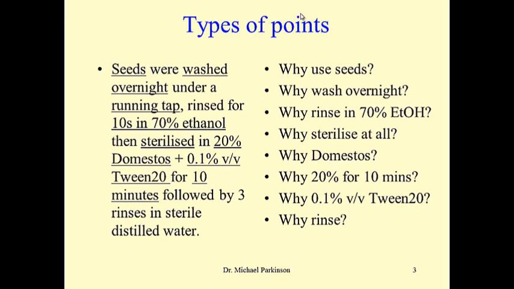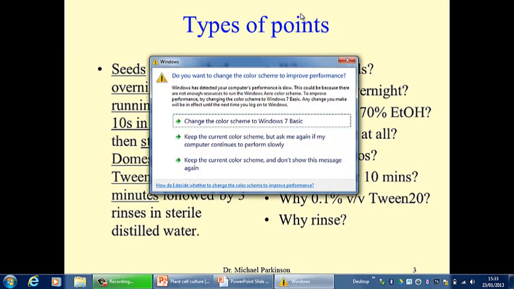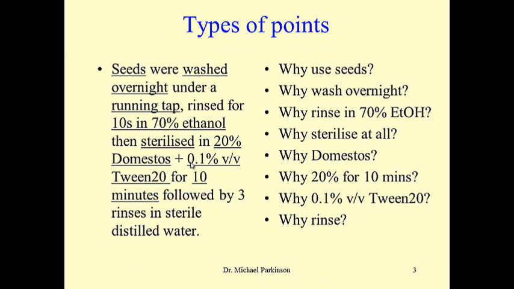So the types of points. In the protocol there's a sentence here: seeds were washed overnight under a running tap, rinsed for 10 seconds in 70% ethanol, and then sterilised in 20% domestos plus 0.1% volume for volume tween 20 for 10 minutes, followed by 3 rinses in sterile distilled water. This is typical of some of the information which may be provided in your experimental protocol. So this protocol asks specific questions.